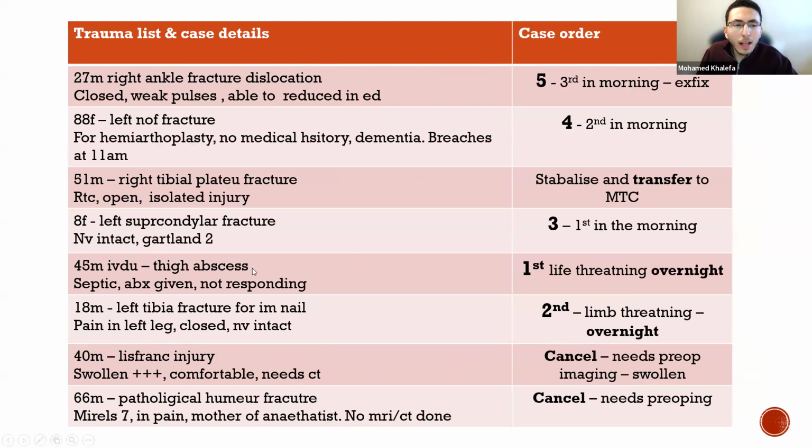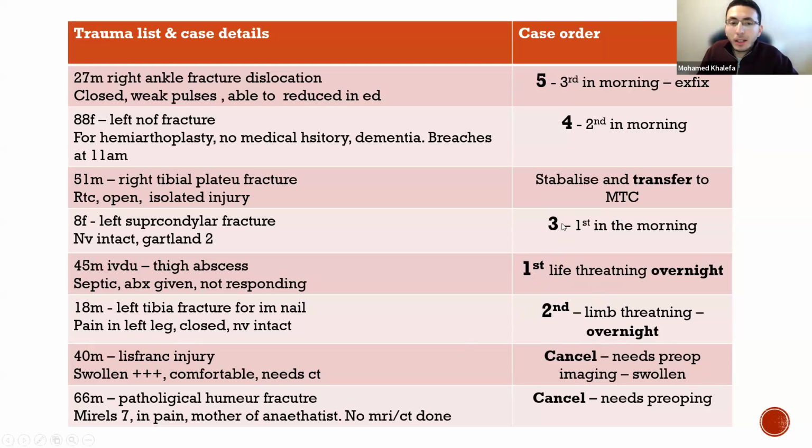So the IVDU, thigh abscess, septic, not responding, this is life-threatening. He would die from sepsis, so he needs to go overnight or something needs to be done overnight to improve him. So he has to go first. The compartment syndrome, limb-threatening overnight. You have to deal with him second, whether you do a fasciotomy, you put an X-fix, something has to be done because you can't just take the plaster off and leave it without a plaster, okay?